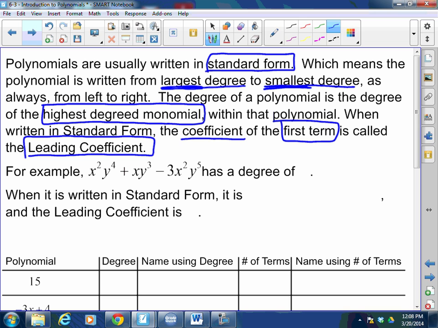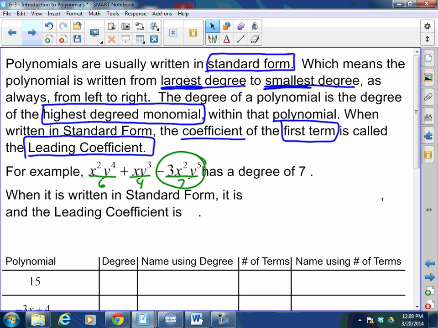So, let's give you an example of how to work this. I got x squared y to the 4th plus xy cubed minus 3x squared y to the 5th. What's the degree of this first term here? What's the degree of this second term here? What's the degree of this last term here? What is the degree of this polynomial? 7. Because it goes to the highest degree monomial. Does that make sense?